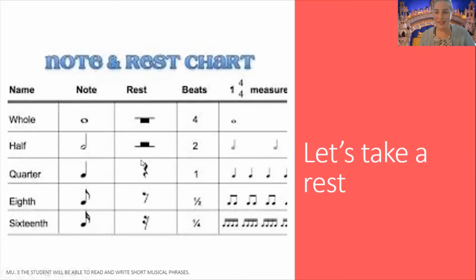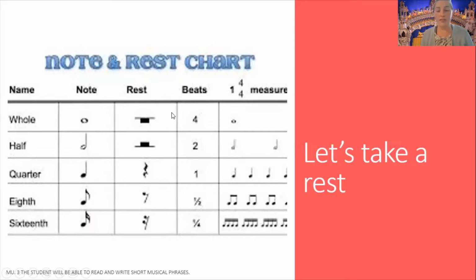Quarter rest, it looks like a lovely little squiggly line. Eighth rest, notice it has a flag, but it's just like a little dot on the end of the flag and the line. Sixteenth rest has 2 of those little flag dots. And so here's our lovely chart.